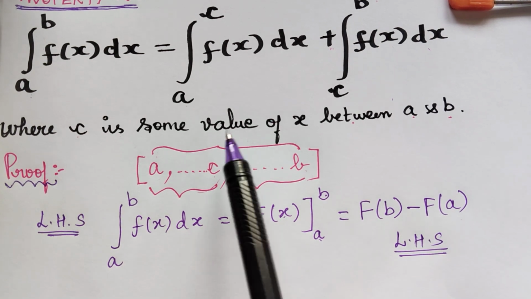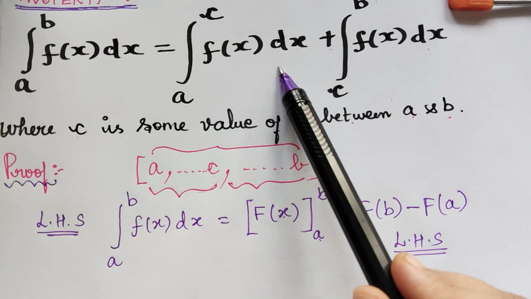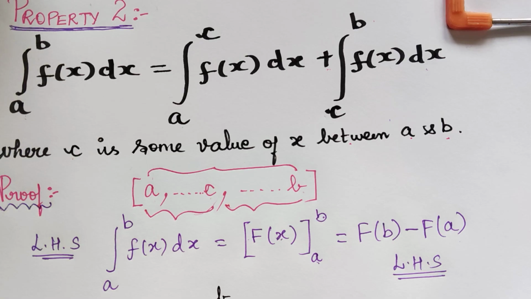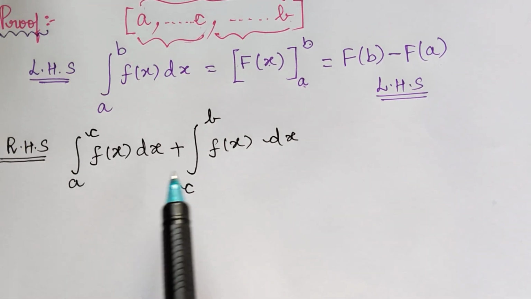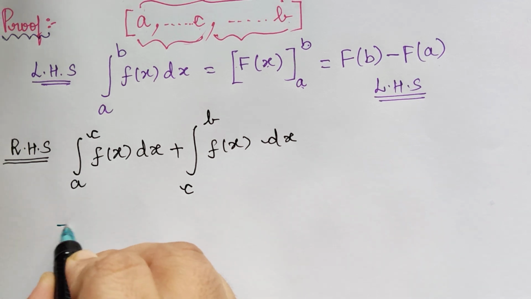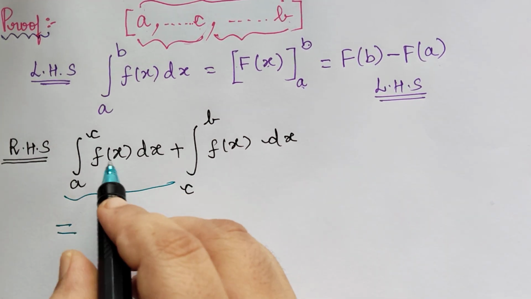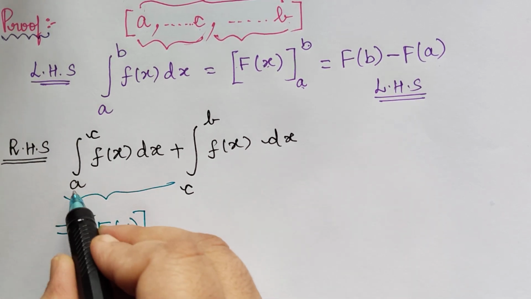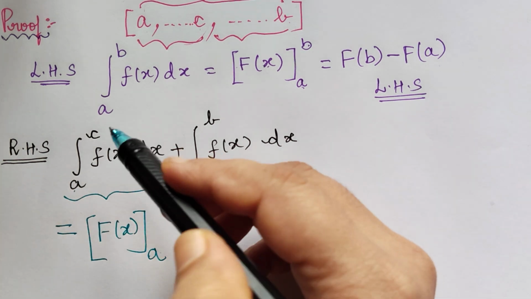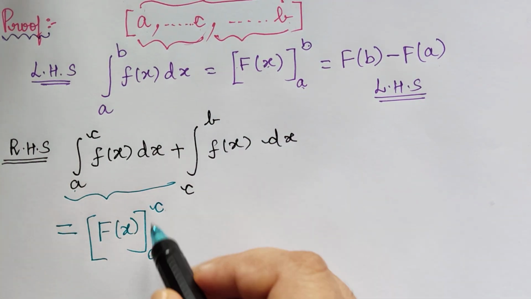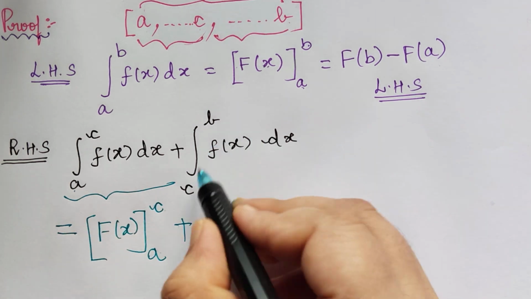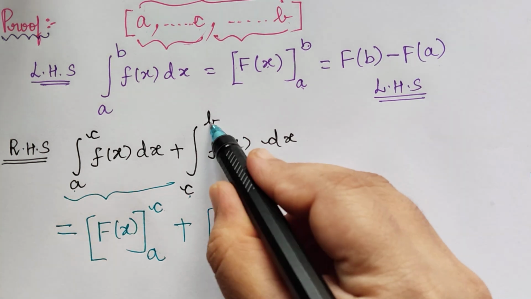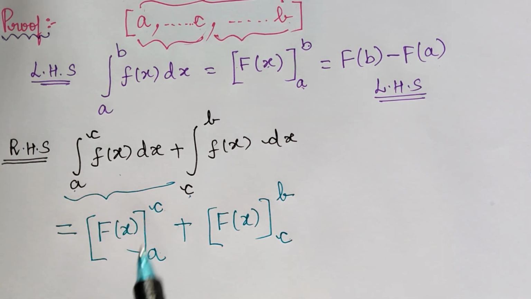So let us do that. So what is the right hand side? Integral a to c f of x dx plus integral c to b f of x dx. So let us take and write this. So we have written the right hand side. And so this will be equal to, now what about the first integral? On integration, f of x will become capital F of x between the limits, where the lower limit is a and the upper limit is c. Plus, this integral on integration gives us F of x, and here the lower limit is c and the upper limit is b. So after integration we get this.